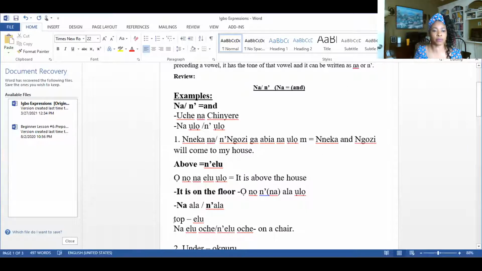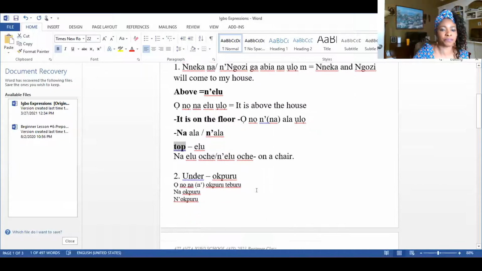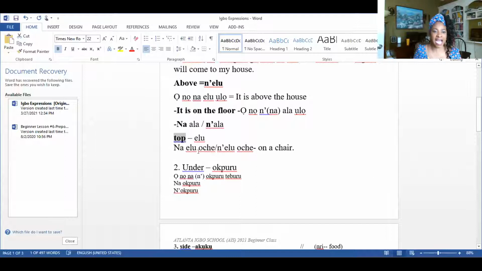See the word top. Elu. Remember when I say above, the top is also elu. The top is elu. Na elu oche. And then see another way I put na. You can write it this way, elu oche, on a chair.